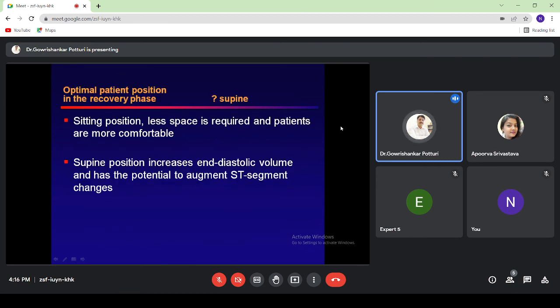Optimal patient position in the recovery phase: supine. In the sitting position, less space is required and patients are more comfortable. The supine position increases end diastolic volume and has the potential to augment ST segment changes.